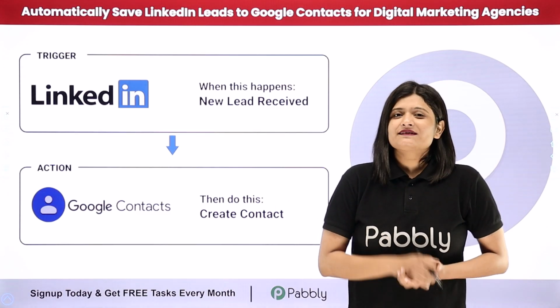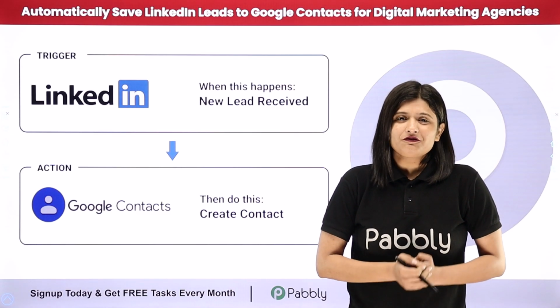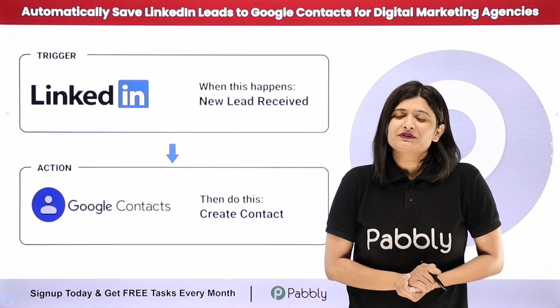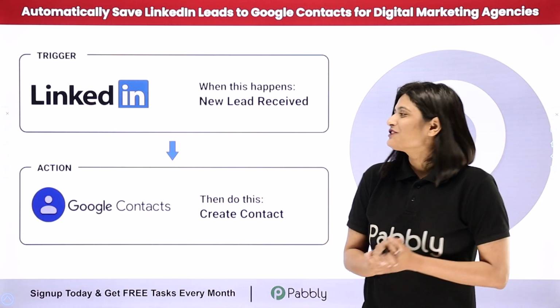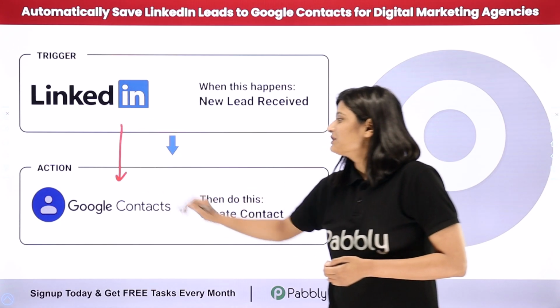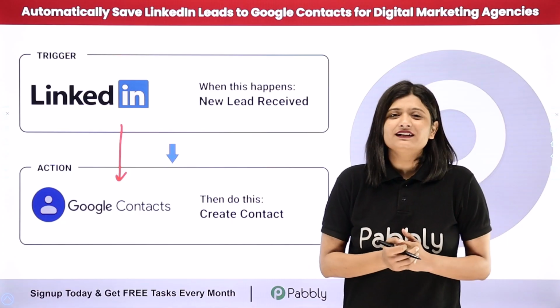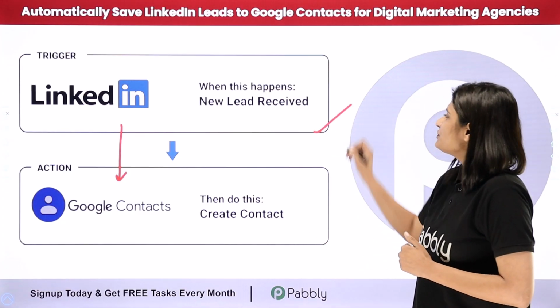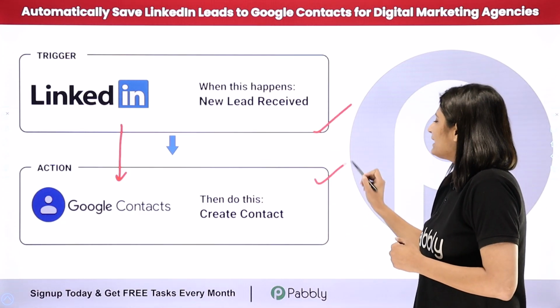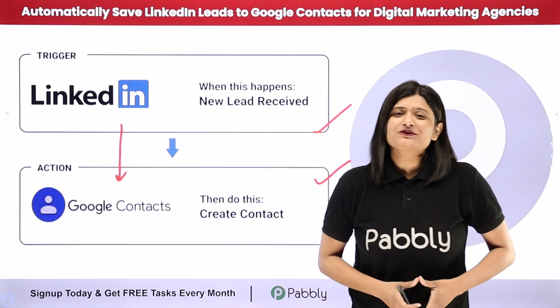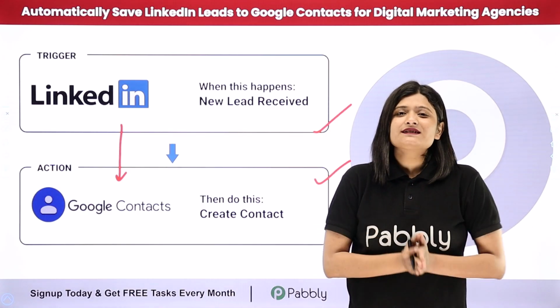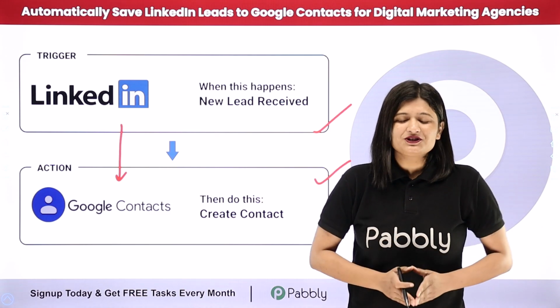So Pabbly Connect is an amazing automation and integration software which requires no coding or programming skills. Here I just need to build a connection between LinkedIn and Google Contacts. With the help of Pabbly Connect, I'm going to build this connection in such a manner that whenever I receive a new lead from LinkedIn, it is automatically created as a contact in my Google Contacts. Now, if you want to learn the step-by-step process, then let me take you all to my screen.